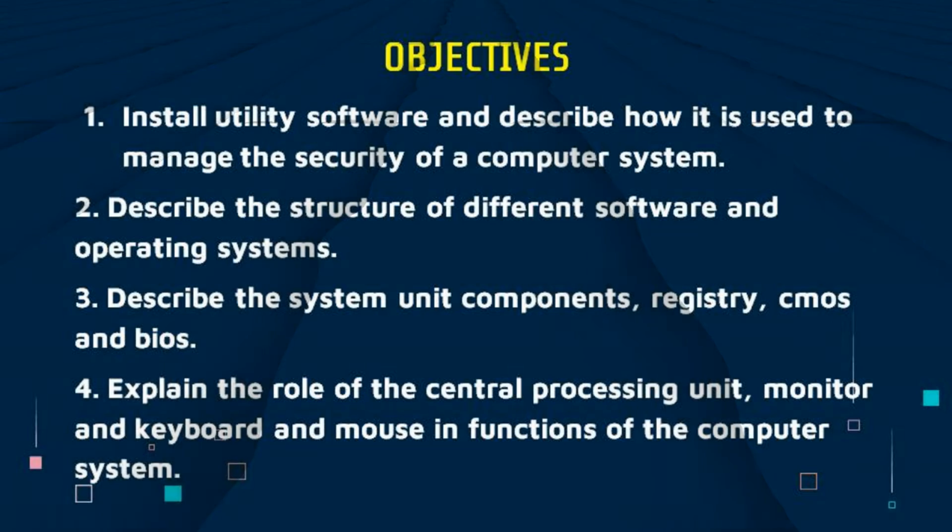Here are the objectives that we will review in this video. 1. Install utility software and describe how it is used to manage the security of a computer system. 2. Describe the structure of different software and operating systems. 3. Describe the system unit components, registry, CMOS, and BIOS. 4. Explain the role of the central processing unit, monitor, and keyboard and mouse in functions of the computer system.